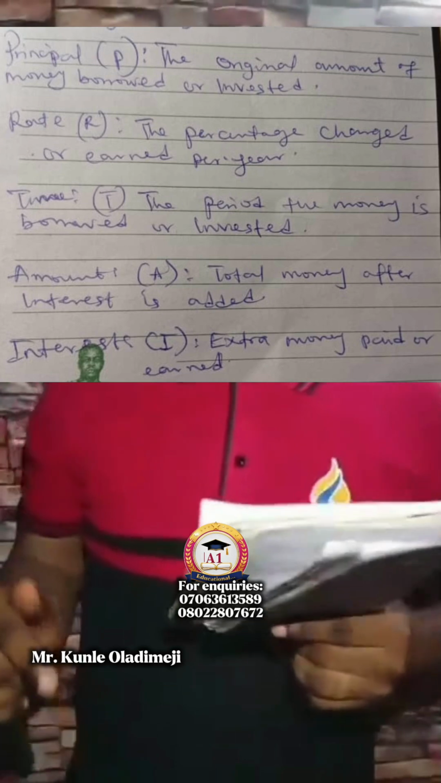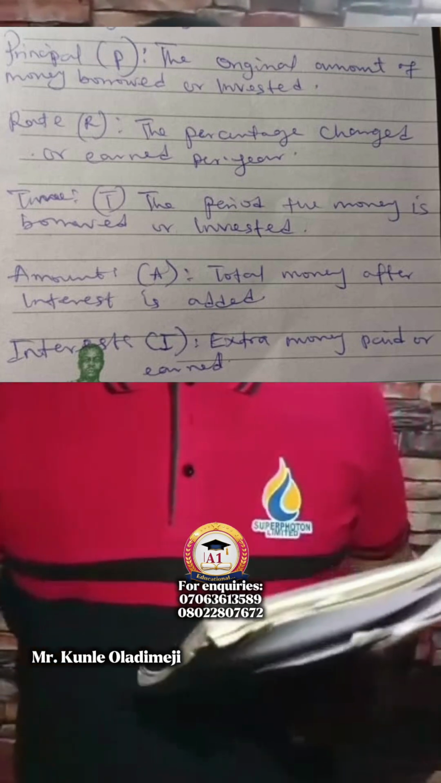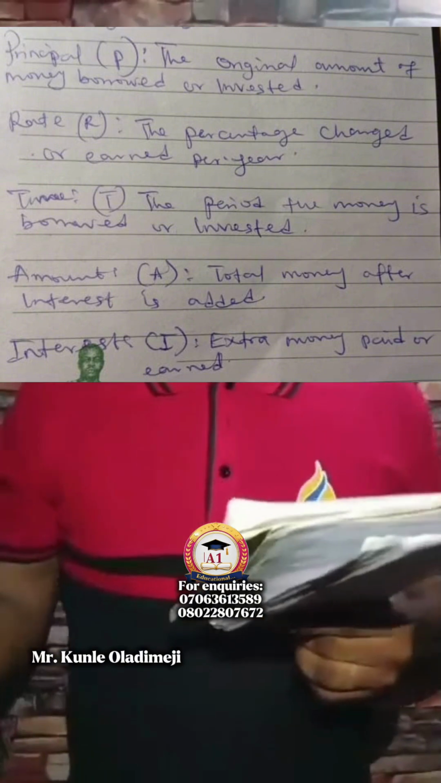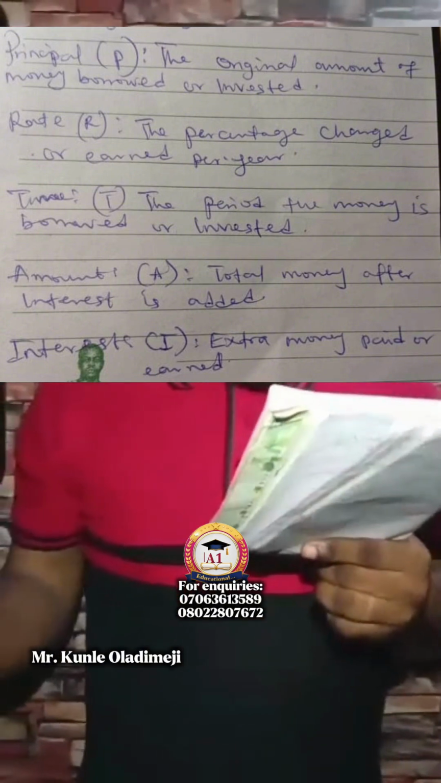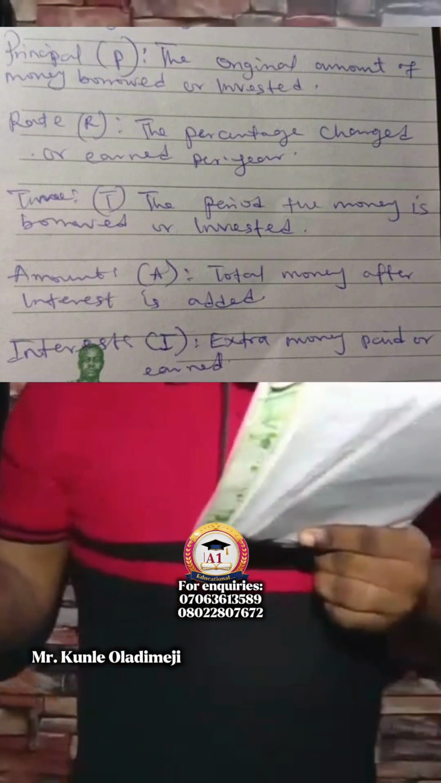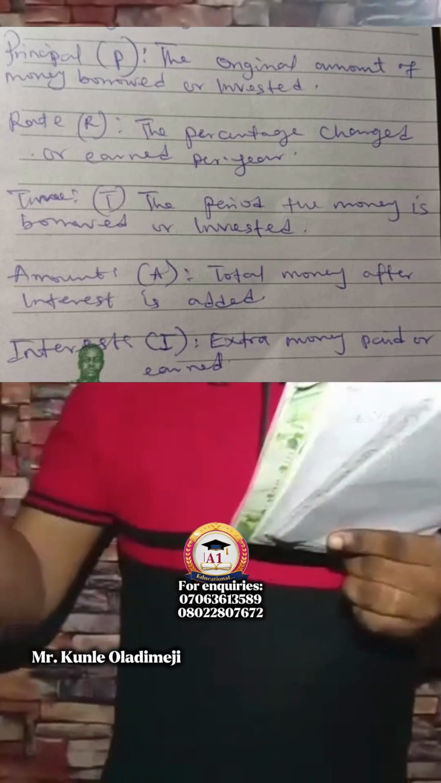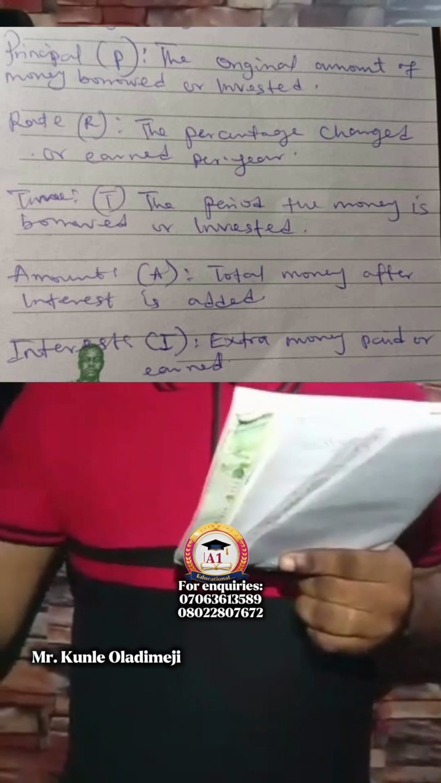Then we have the rate. Initially I said we have the interest, we have the rate, we have the time, and we have the amount. So what's the rate? The rate is the percentage charged or earned per year. The percentage charged or amount earned per year is the rate.